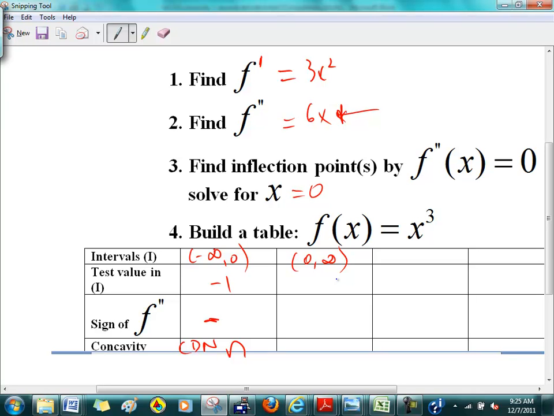Think. 0 to infinity. 1. Put it in here. Do you get a positive or negative number? Positive. Is that a Canadian or a cup? That's a cup. And I also use this P to remind me that positive, the second derivative has to be positive. This N, second derivative has to be negative. So you got a lot of tools there to help you memorize these things. You guys with me on this? Is everybody okay?